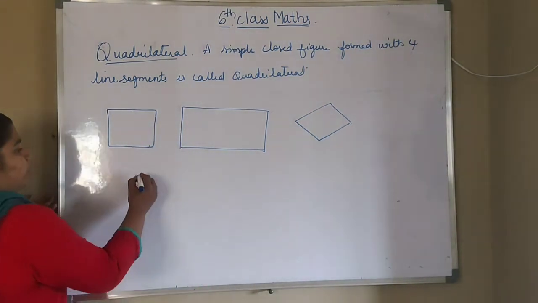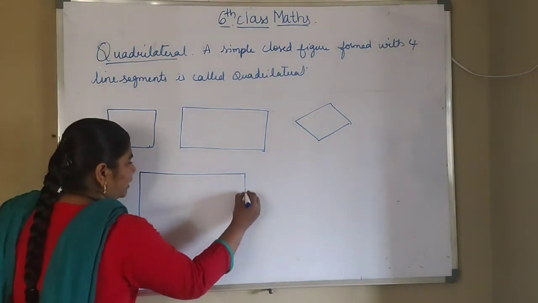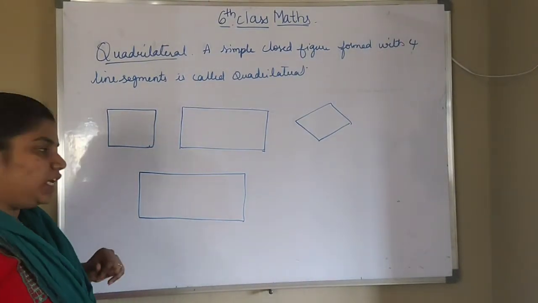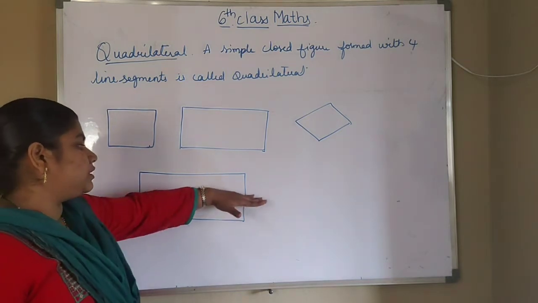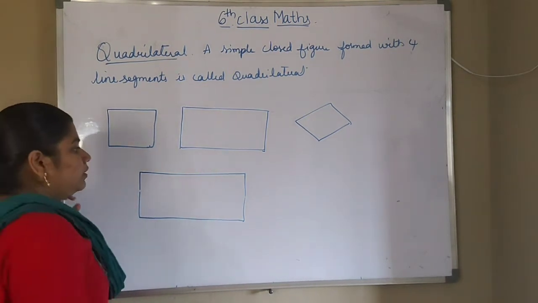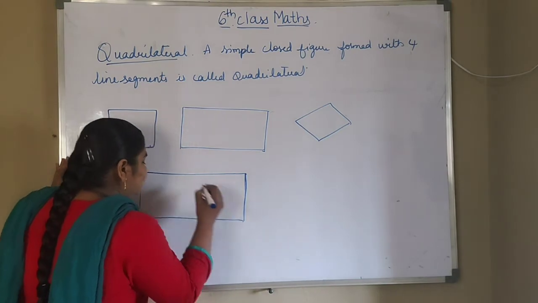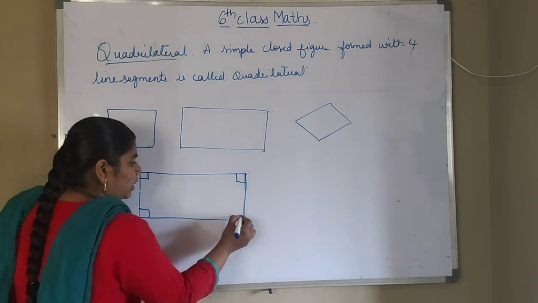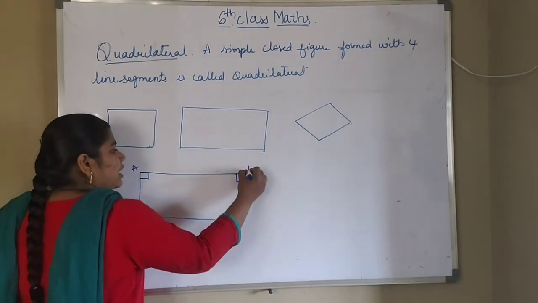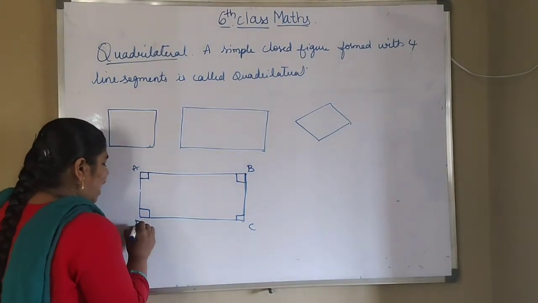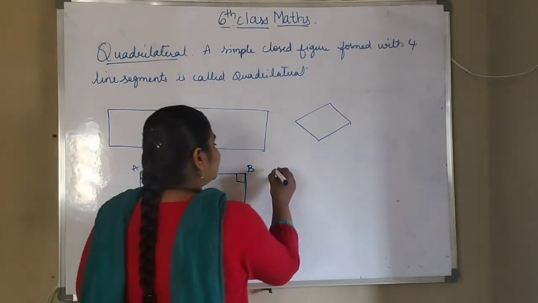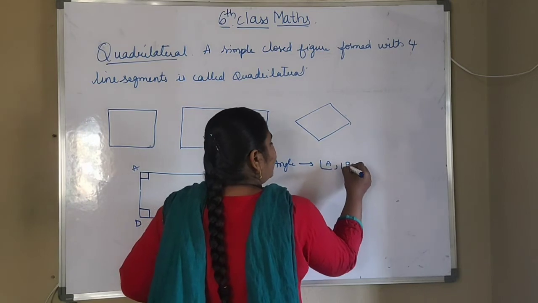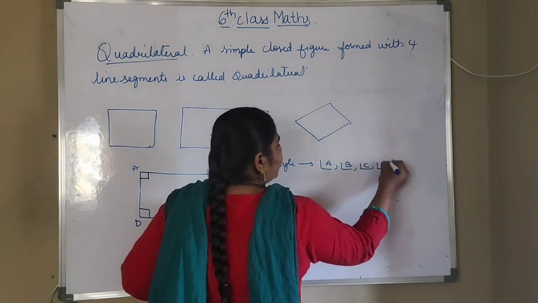Suppose I am taking one figure here, a rectangle. In a rectangle, opposite sides will be equal. This side is equal to this side, and this side is equal to this side. In this quadrilateral, how many angles are formed? 1, 2, 3, 4. So you have 4 angles: angle A, angle B, angle C and angle D.